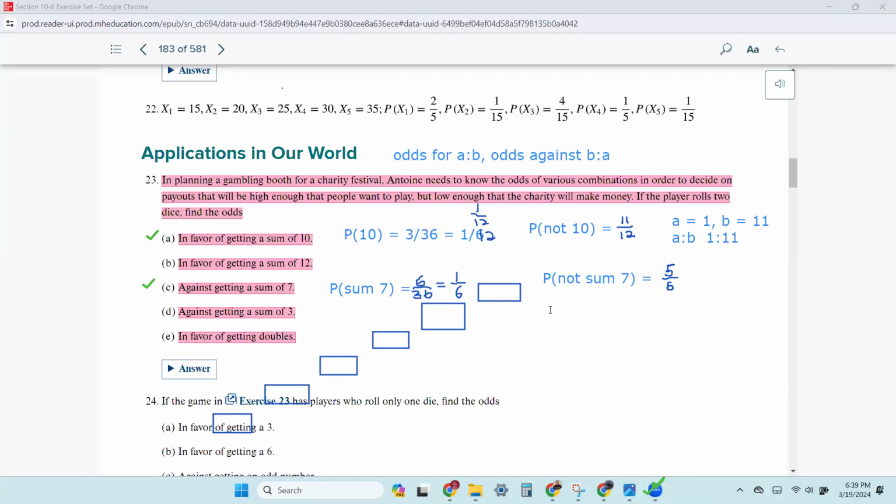And so our A is the numerator here. See, there's our A, and this is our B. The A is over the probability of success, or in this case, the probability of a sum of 7. So A is 1, B is 5. Now we got to watch out because what they're asking us for is odds against. Odds against is B to A. So in this case, B to A is 5 to 1. So that's the two different types of odds.